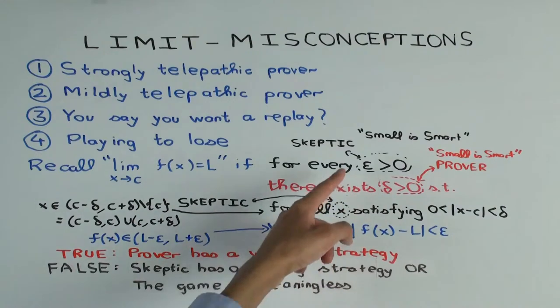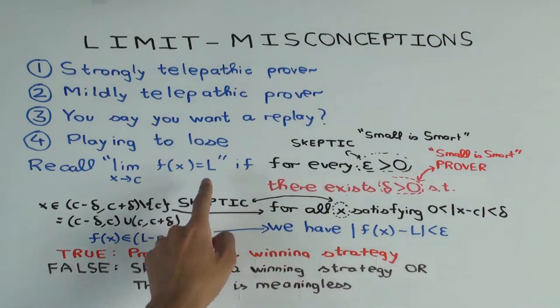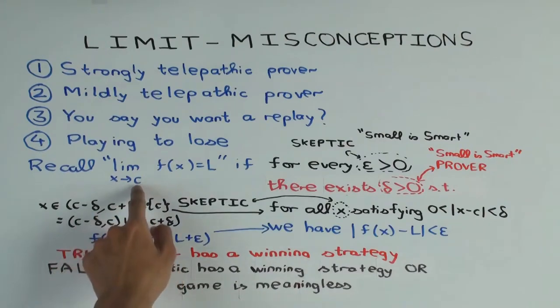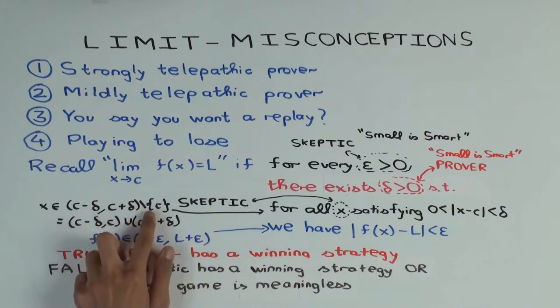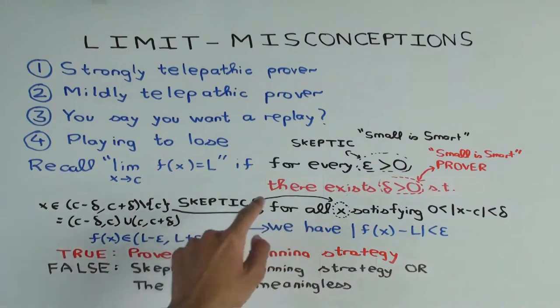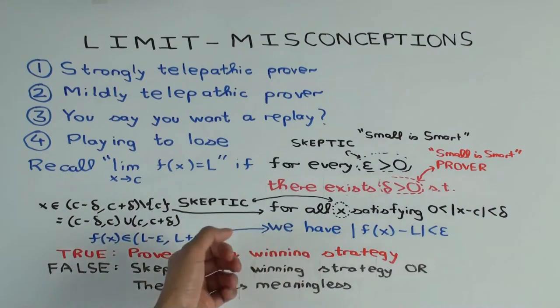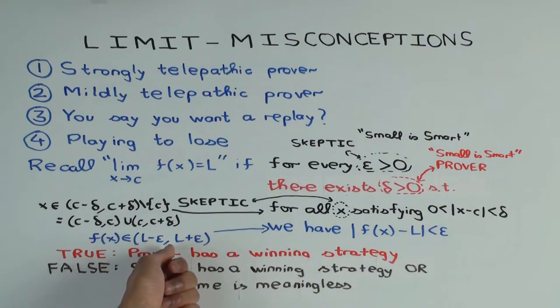So the skeptic is picking the neighborhood of the target point, which in this case is just the open interval of radius epsilon. The prover is picking the delta, which is specifying the neighborhood of the domain point, except the point c itself. So it's an open interval centered at c, excluding c. And then the skeptic picks an x in the neighborhood specified by the prover. And if the function value is within the interval specified by the skeptic, then the prover wins.